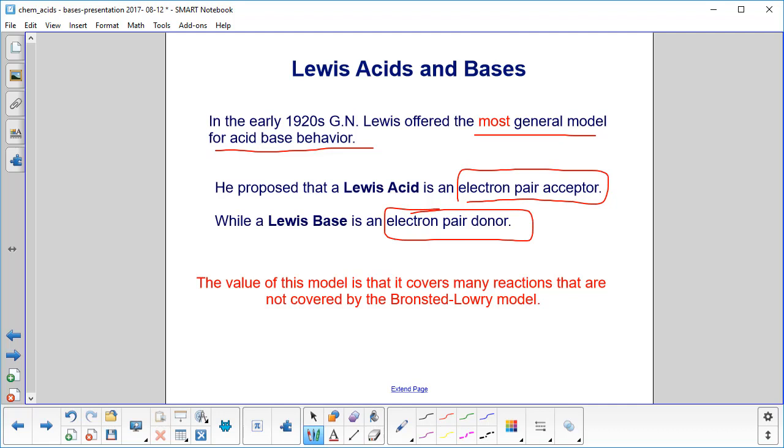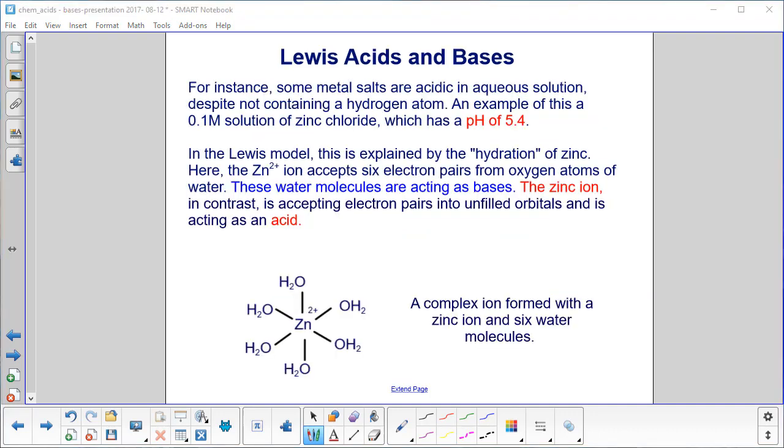The value of this model is that it covers many reactions that are not covered by the Bronsted-Lowry model, which of course covered many reactions that were not covered by the Arrhenius model. So we're getting better here. An example is that some metal salts are acidic in aqueous solutions despite not containing a hydrogen atom, which of course was required by the Bronsted-Lowry model. An example of this is a 0.1 molar solution of zinc chloride, which has a pH of 5.4. We didn't cover pH yet, but we will later on in this unit, but that means it's an acid.